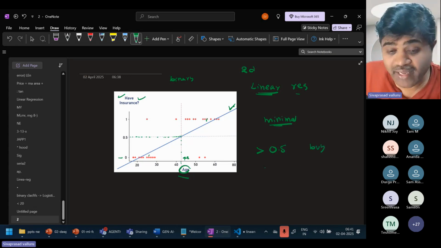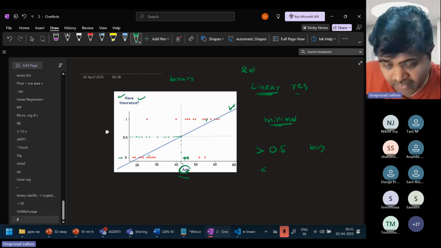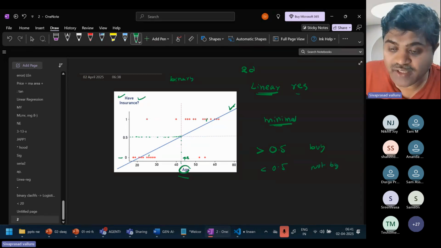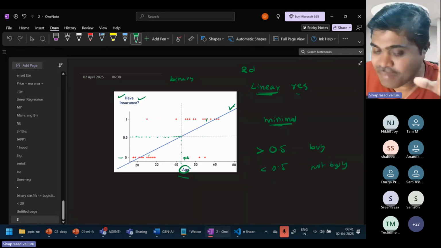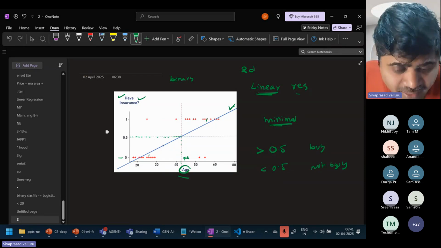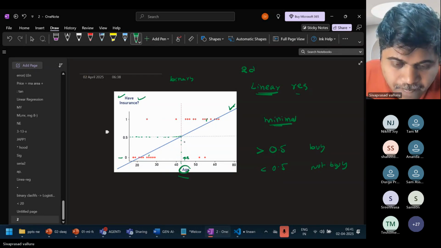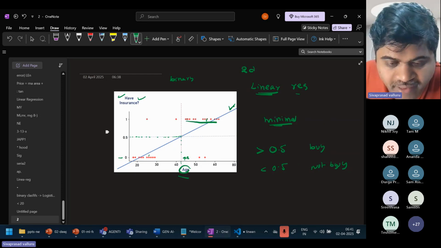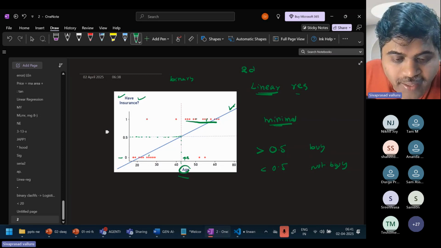If the predicted value on the y-axis is less than 0.5, then he will not buy an insurance. That's how I can predict. It's all about predictions. Nothing is perfect. Okay, that's fine. So according to this line, you can see these data points are classified correctly. When the age is 50, the value is here. Okay, 1, it's greater than 0.5, that's fine.